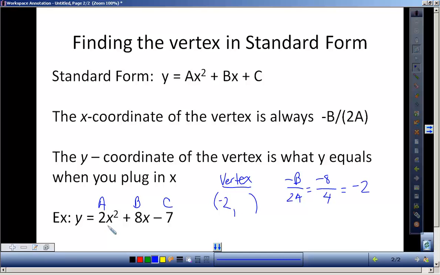Plug negative 2 in. Negative 2 squared is 4. 4 times 2 is 8. Negative 2 times 8 will be negative 16. And then we have minus 7. And so we end up with 8 minus 16 minus 7 is negative 15. So that would be my vertex when it was in standard form.